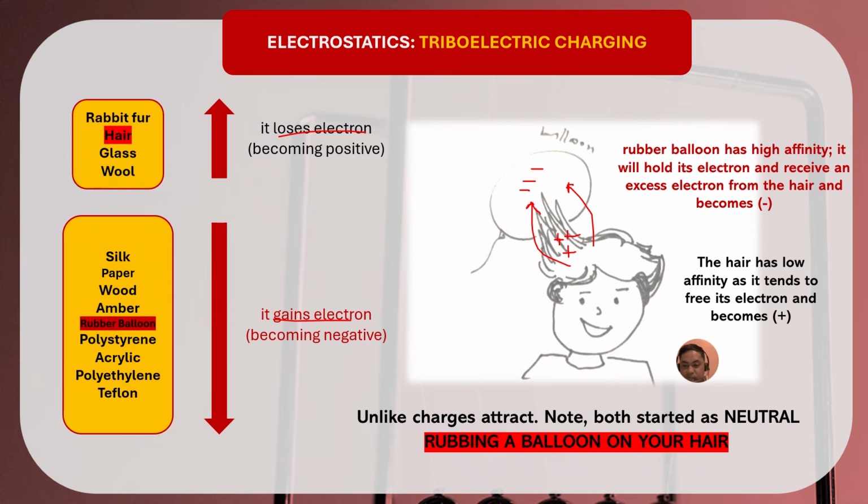Unlike charges attract, and note it started from a neutral thing. Before rubbing, balloon is neutral, hair is neutral. After rubbing, the hair becomes positively charged and then the rubber becomes negatively charged. They're unlike charges, so they can attract. So that's why the hair is attracted to the balloon once you place the balloon near your hair, or you contact the balloon directly to your hair.